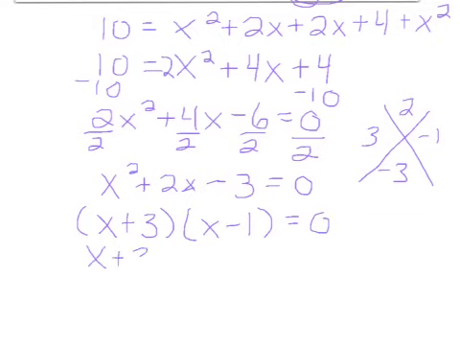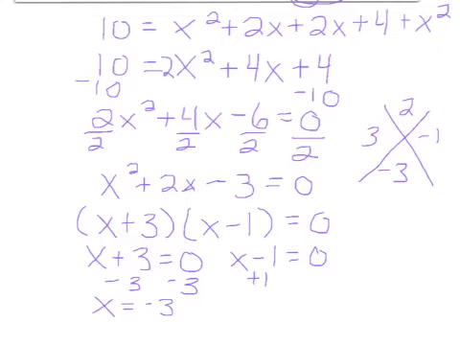We need to take each piece, set them equal to 0, and solve. So we get x equals negative 3 and x equals 1. Do you think that both of these answers are correct? If you said no, one is extraneous, you are right. X equals negative 3 is extraneous. And x equals 1 is our final answer.